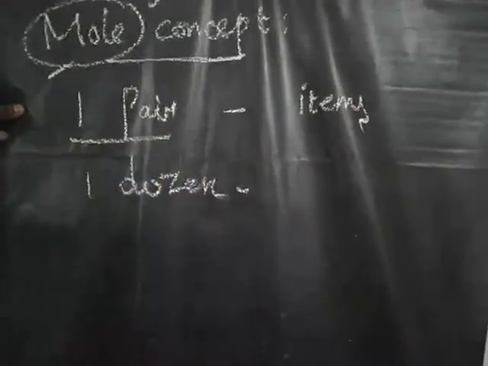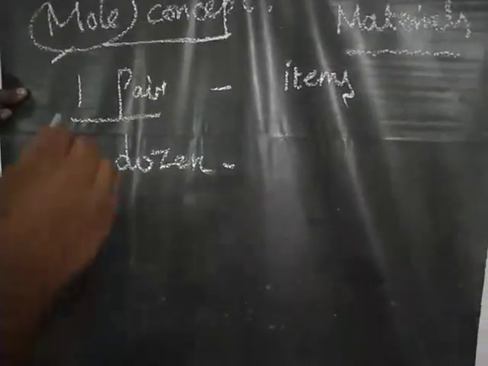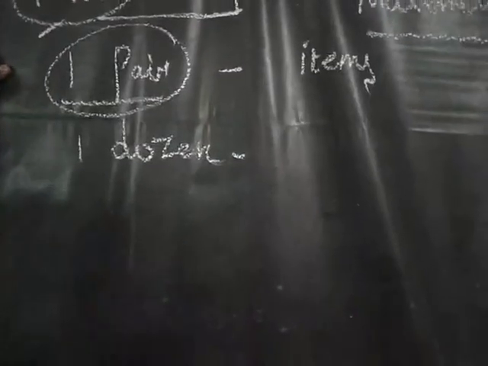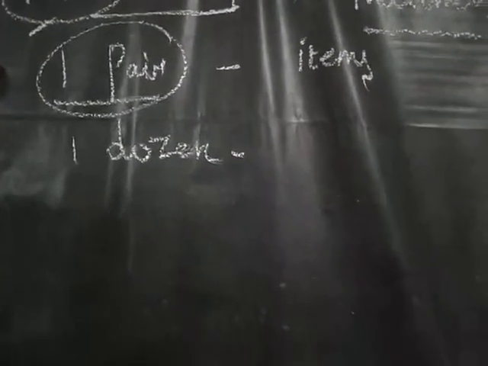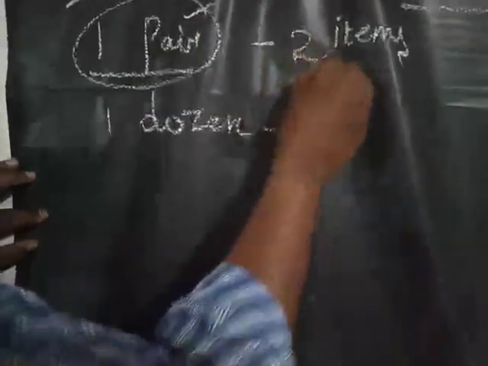Suppose you want to measure any material, or cloth, or pencil, or pen, whatever it may be. We have to use some units. Either we use the number system, or grams, or meters, or seconds. What is meant by one pair? One pair means two items.